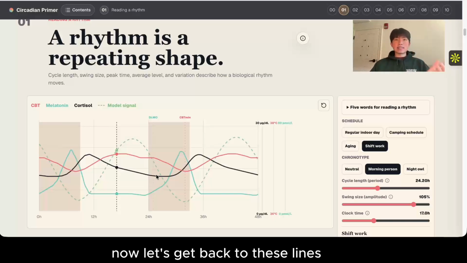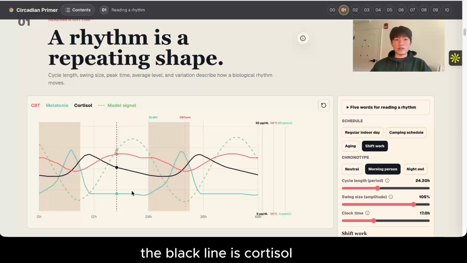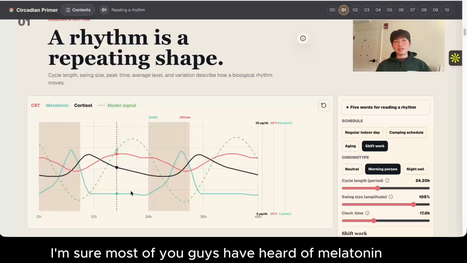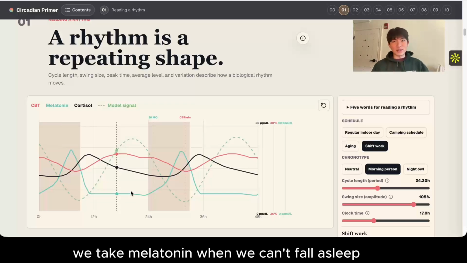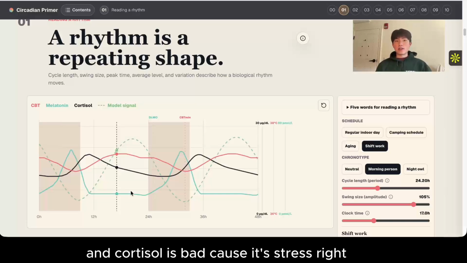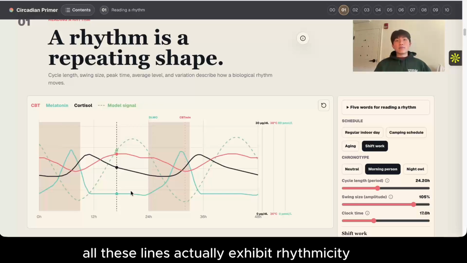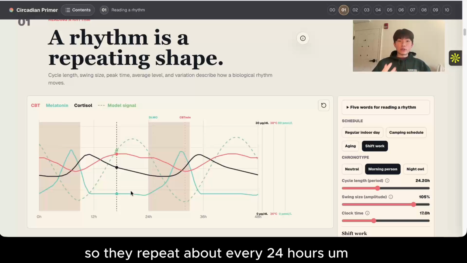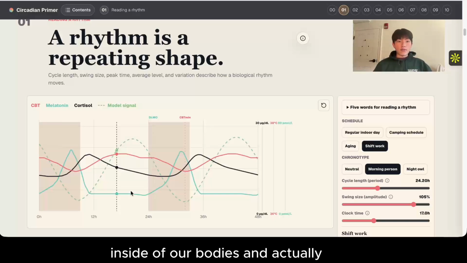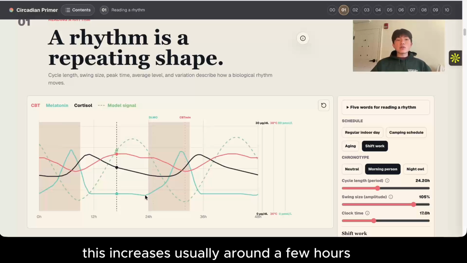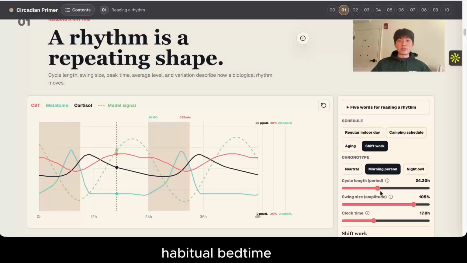Now let's get back to these lines. What do they actually mean? Well, this blue line is melatonin, the black line is cortisol, and the red line is core body temperature. I'm sure most of you have heard of melatonin and cortisol, they're hormones. We take melatonin when we can't fall asleep, and cortisol is bad because it's stress, right? Well, in this case, all these lines actually exhibit rhythmicity. So they repeat about every 24 hours inside of our bodies. And actually for melatonin, this increases usually around a few hours before most people's habitual bedtime.